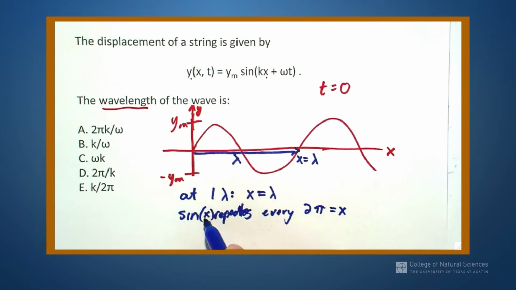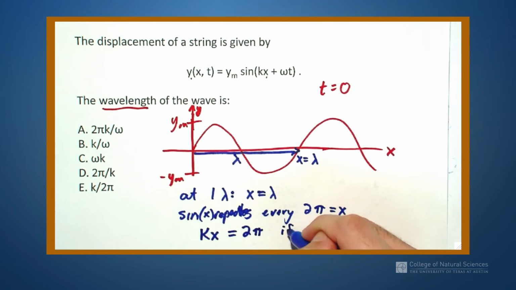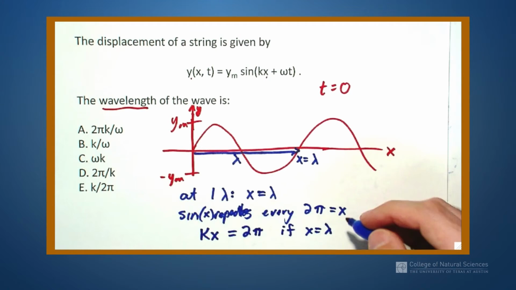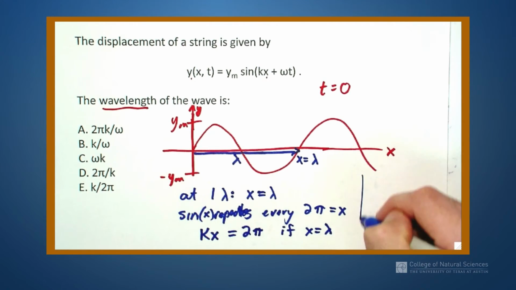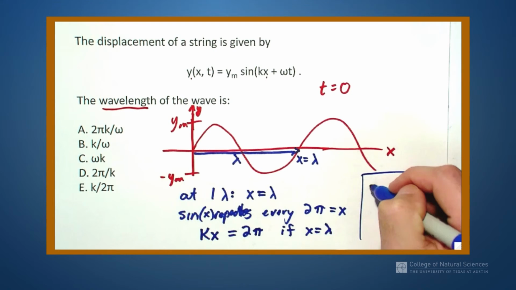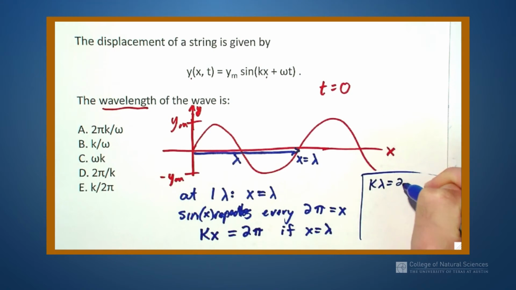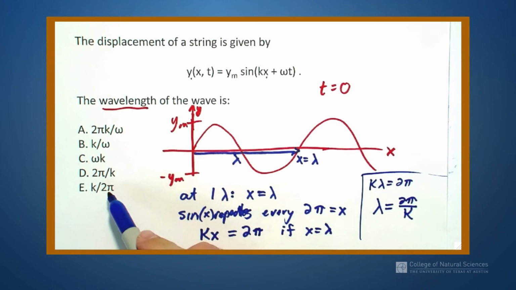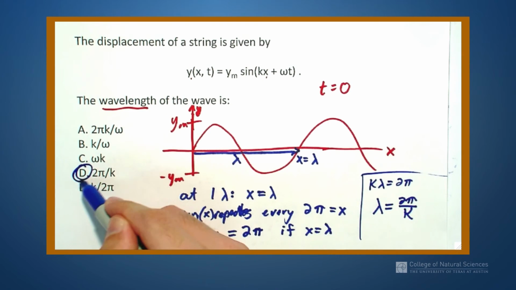So what I'm saying is that this argument right here, the inside of the sine function, so in this case kx, has to be equal to 2 pi if x is equal to lambda. So if I substitute this in, I get k times lambda is equal to 2 pi, or lambda is equal to 2 pi over k. So lambda is equal to 2 pi over k.